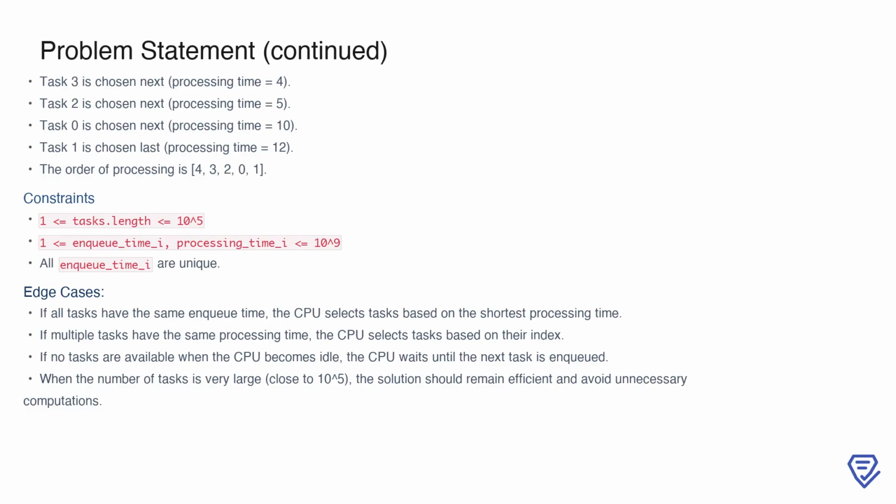The problem also includes constraints, such as the number of tasks being up to 100,000 and enqueue or processing times being as large as 1 billion. Additionally, edge cases include scenarios where all tasks have the same enqueue time, requiring the CPU to prioritize based on processing time or index. The solution must handle large inputs efficiently to meet these constraints.